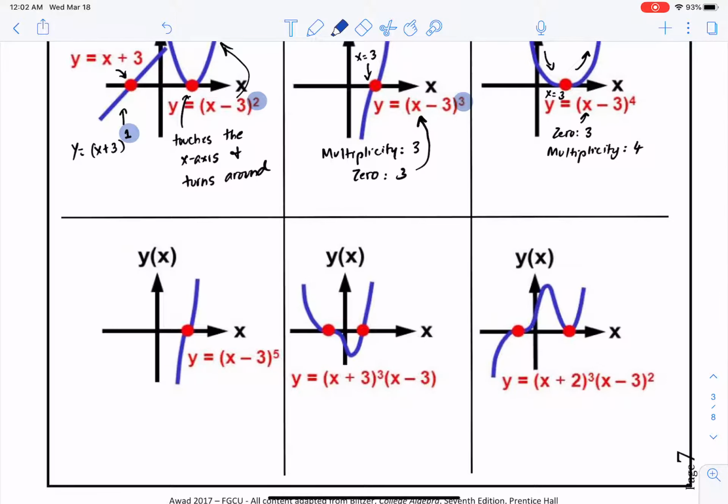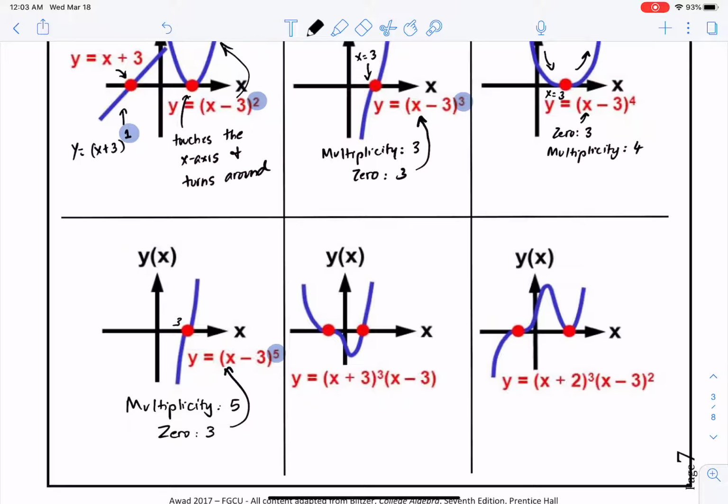In the next function, we have degree of 5. The polynomial has degree 5. The multiplicity is 5, and the 0 is simply 3. Again, 3 minus 3 would be 0, so the function becomes 0 at x is equal to 3. Therefore, that is a 0. So here, the point where it crosses the x-axis is the 0 of the function. And in this graph, it crosses the x-axis because the multiplicity is 5, which is an odd number.